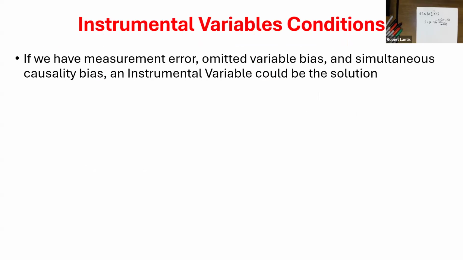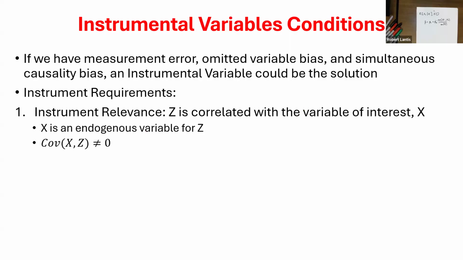So if we have measurement error, omitted variables, or simultaneous causality, which we have if we're trying to estimate a demand equation, what can we do? We can use a variable, or we call it an instrument, that is going to be endogenous to our right-hand side or independent variable x. So I need it to be something that is correlated with that x variable. Here I'm going to use z to represent the instrument.